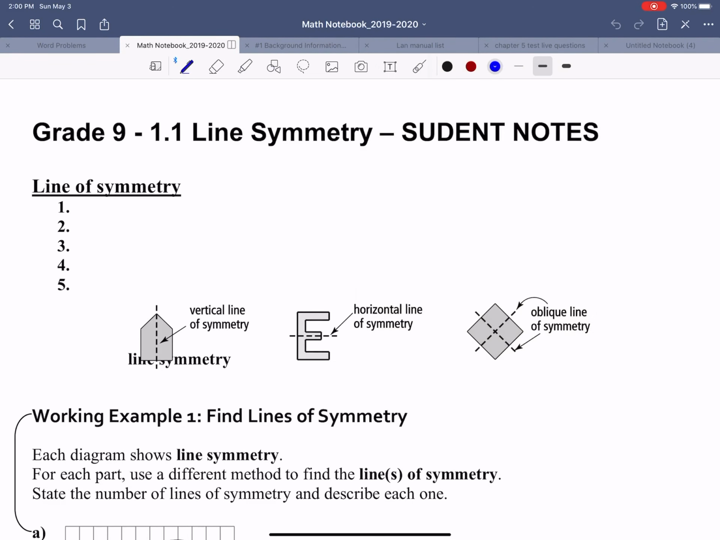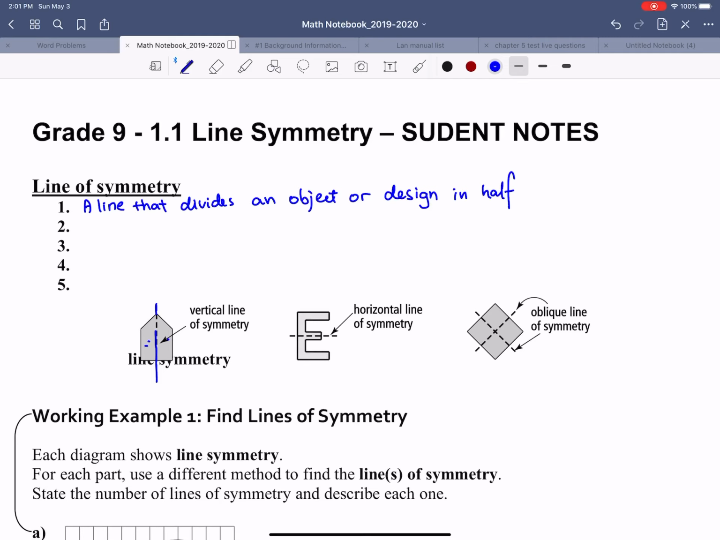I'm going to use the blue, just this one. Okay, so first of all, it means that it's a line that divides an object or design in half. Okay, so basically for this shape here, the line of symmetry is in the center, so it divides the shape into two symmetrical, or exactly the same mirror image, halves.